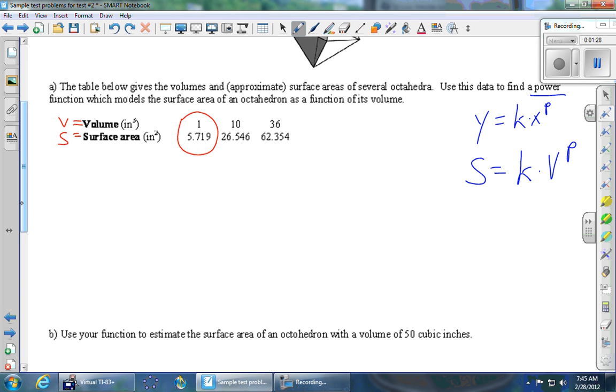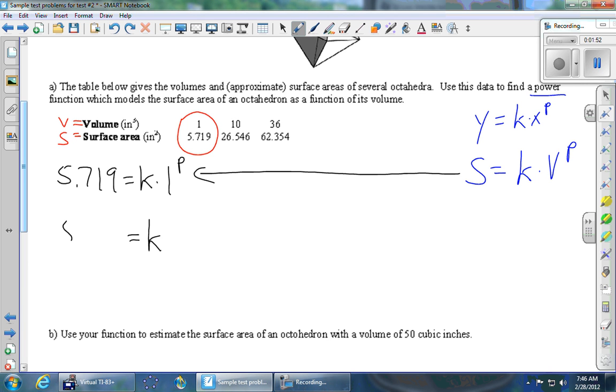So the S value at that point, we're using this equation here. The S value is 5.719 equals K, which I don't know yet, times the V value, which is 1, raised to the P, which I also don't know. Normally that would be one equation with two unknowns, but because 1 to any power is 1, the P goes away, and we just get K is 5.719. So that's the gift. You may or may not remember, but now we've established again that if the X coordinate or the input is 1, then the other number right there must be K.